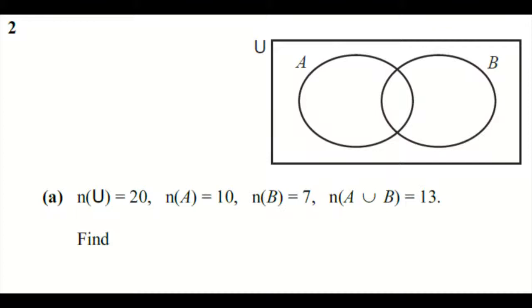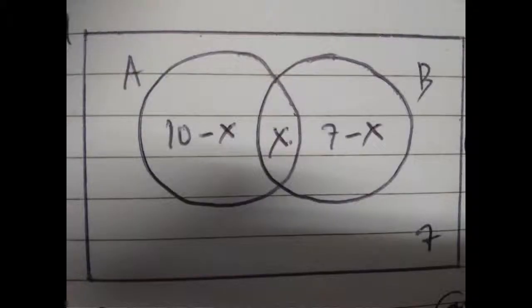The first question is asking us to find the number of elements of the complement of A union B. The first thing we should do is draw a good diagram, just a simple one. It doesn't have to be exact, but it gives you a big picture. So what I draw here is two circles with an intersection, and then a rectangle.